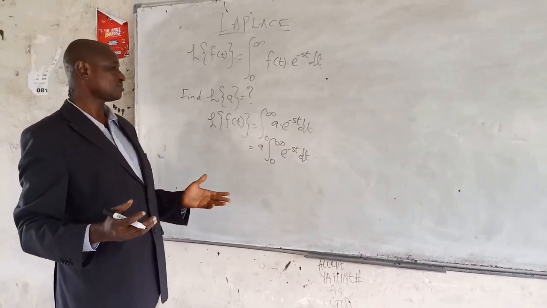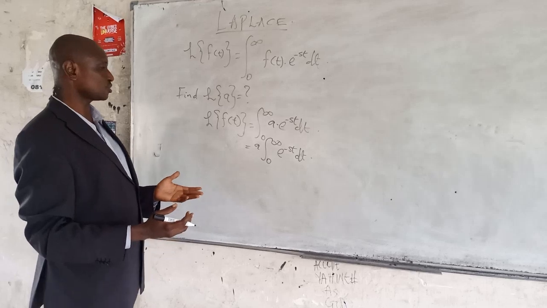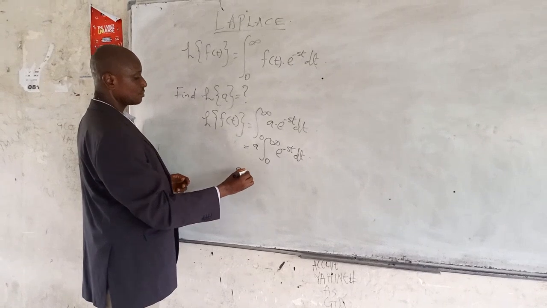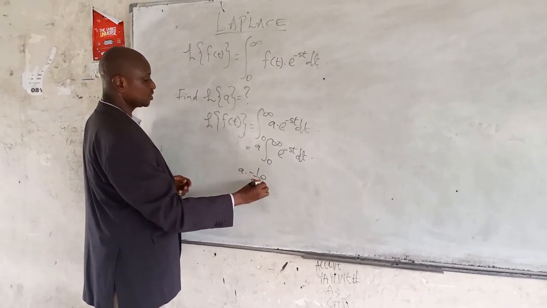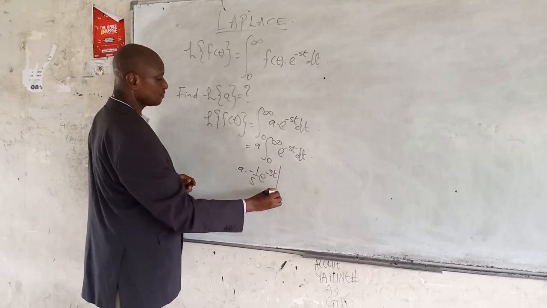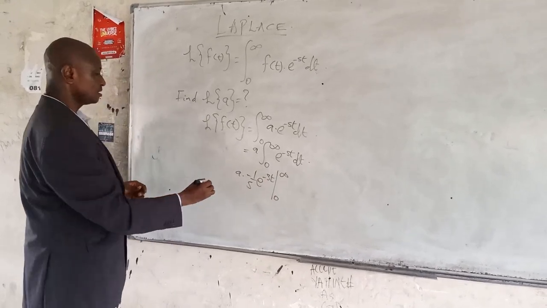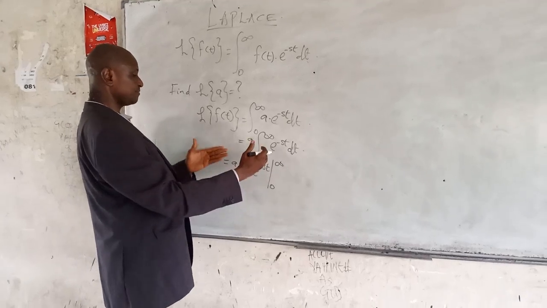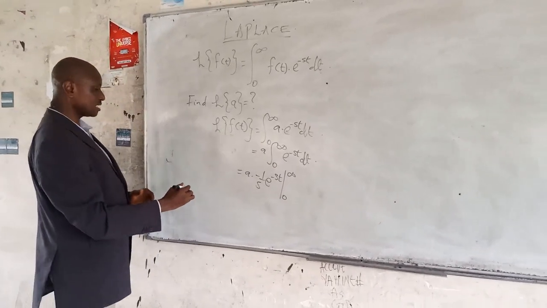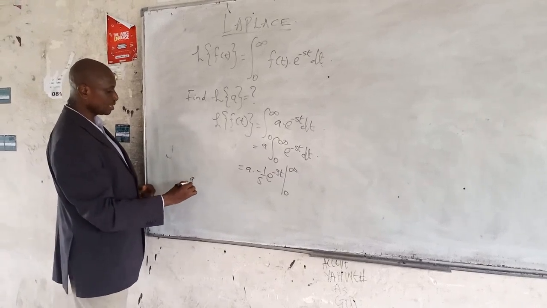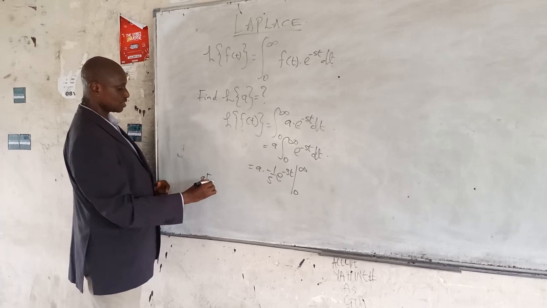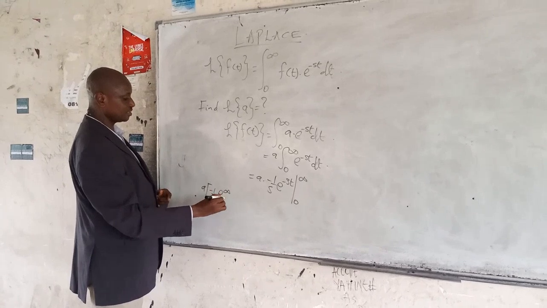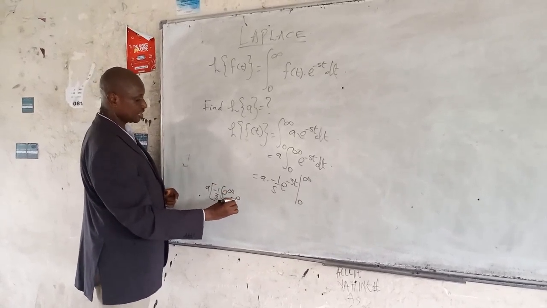As a definite integral, we will now integrate the function to get A times the reciprocal of s, exponent minus st, from the point of origin to infinity. At this level, we substitute the limits of the definite integral to get the final answer, and that gives us A into the reciprocal of s with a negative sign, of exponent infinity minus exponent 0.